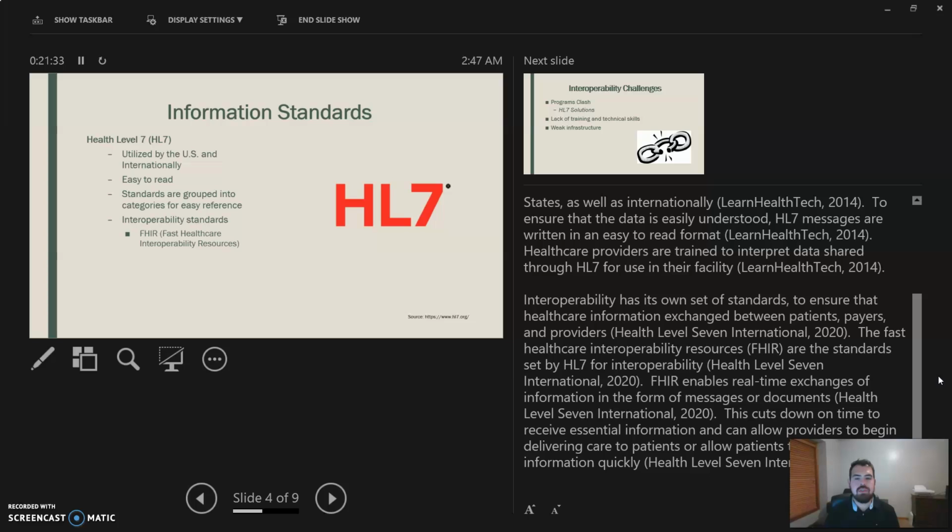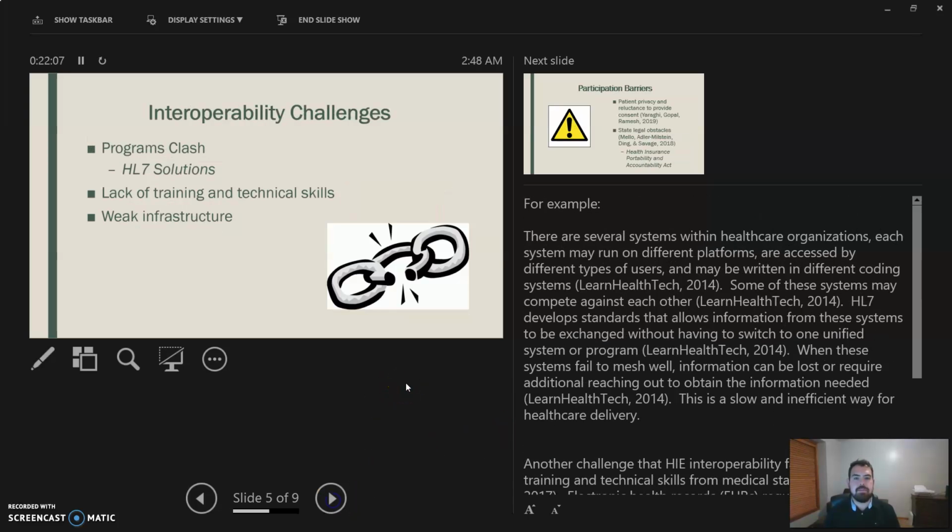The Fast Healthcare Interoperability Resources, or FHIR, are the standards set by HL7 for interoperability. FHIR enables real-time exchanges of information in the form of messages or documents. And this cuts down on the time needed to receive essential information and can allow providers to begin delivering care to patients or allow patients to receive their information quickly. Now, although there are set standards for interoperability, there are a few challenges that HIE faces with interoperability.